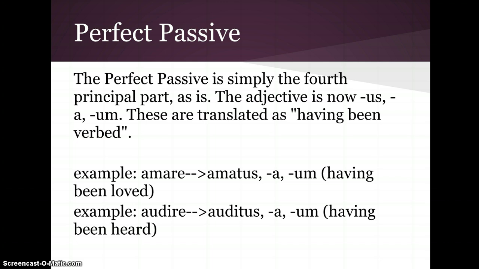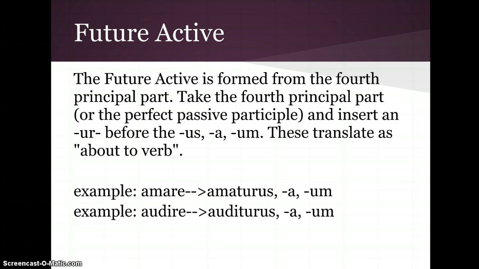The future active is also formed from the fourth principal part. Usually it adds the ur before the us, a, um, or you could just think of it as taking off the us and forming urus. They translate to be about to verb. So for example, amare becomes amaturus, a, um, and audire becomes auditurus, a, um, meaning about to love and about to hear.